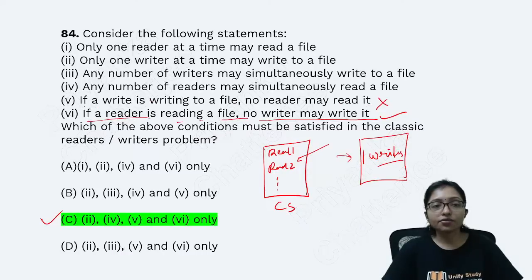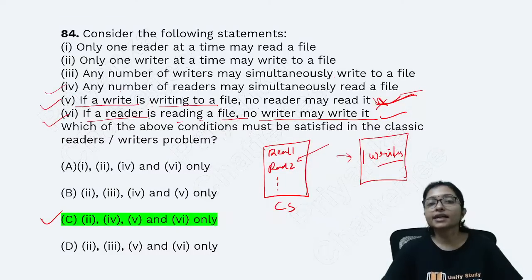If the writer is writing the file, no reader is allowed. This is correct, because the writer is writing, so no reader is allowed here. This is also correct, right? This one is correct, this one is also correct. And here any number of readers may read simultaneously, yes.